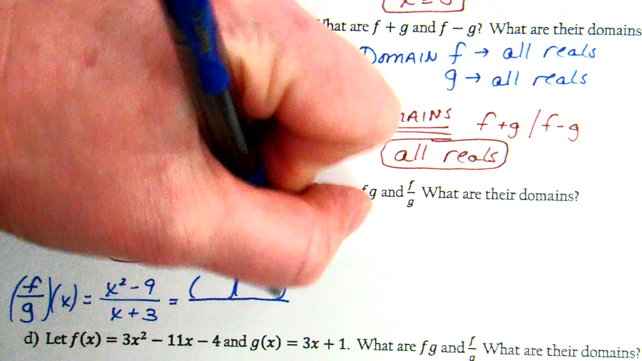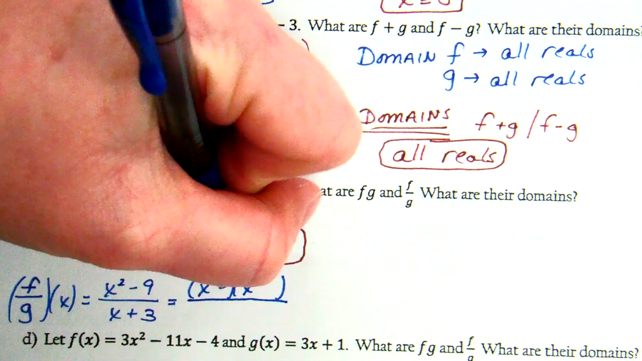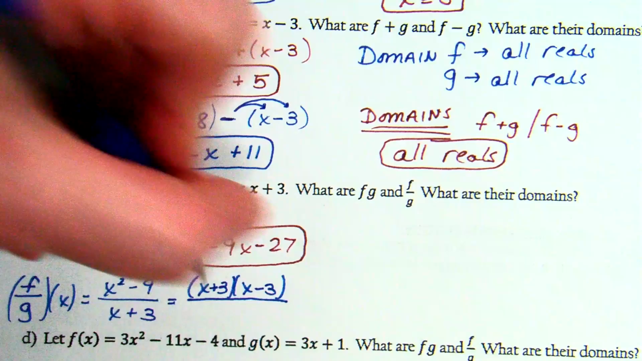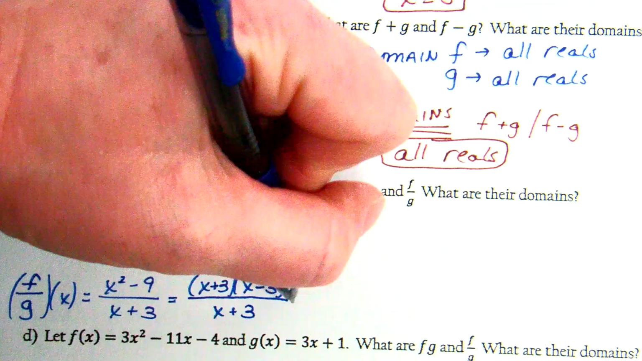The square root, I'm going to set up two parentheses. The square root of x squared is x. So that goes in the front of each parenthesis. The square root of 9 is 3. So that goes in the back of each parenthesis. If it multiplies to be a negative 9, plus minus. Okay, so that's an important factoring to remember. The denominator of x plus 3 just stays x plus 3.